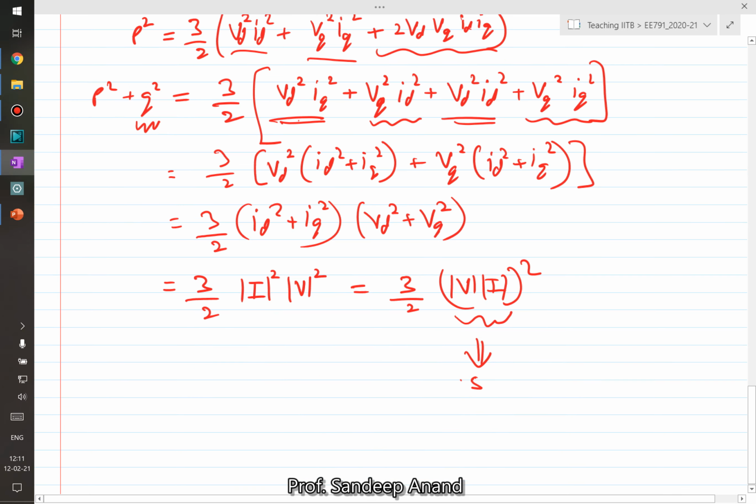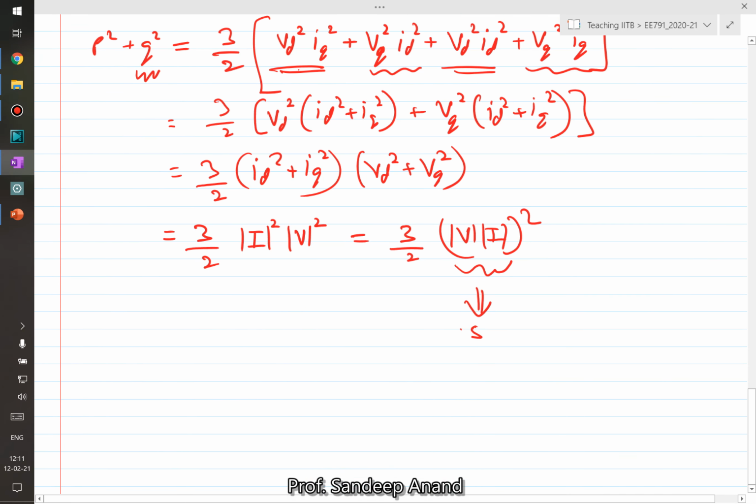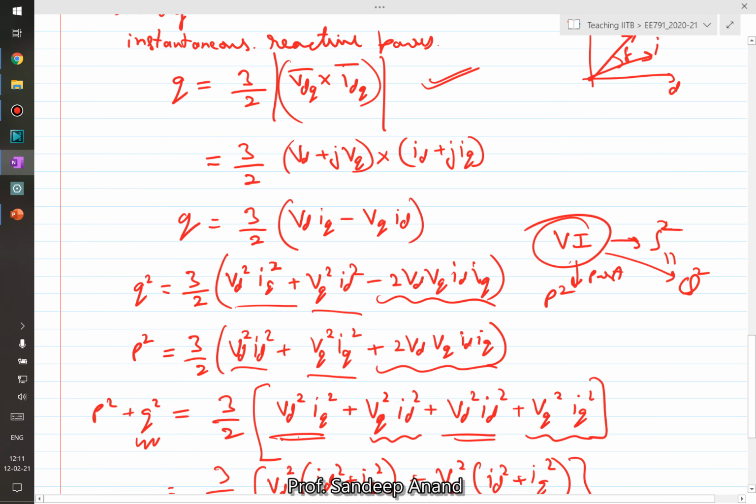If you do consider a simple situation, that way our definition sort of makes sense, rather the definition of the instantaneous reactive power does make sense.